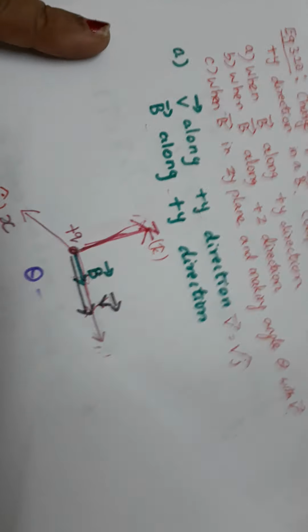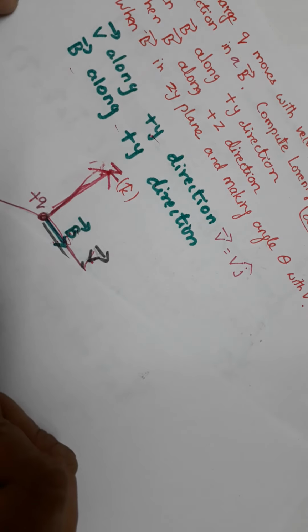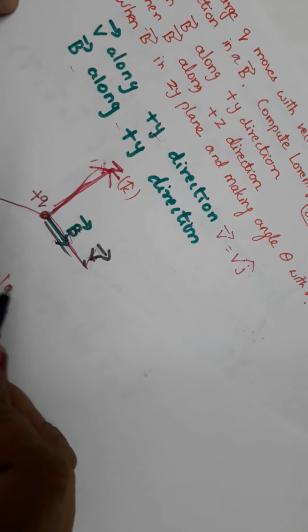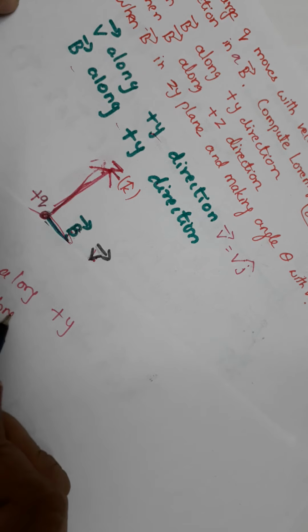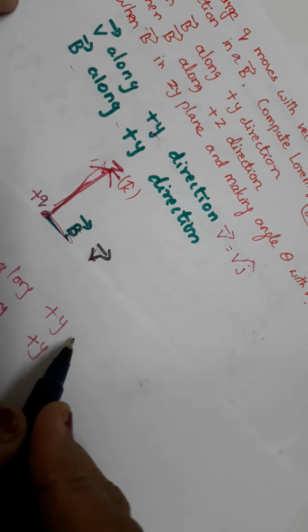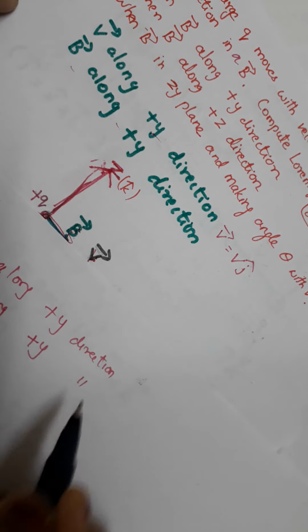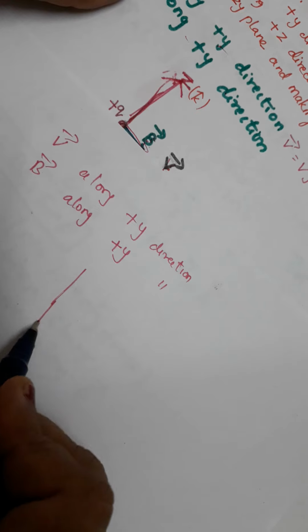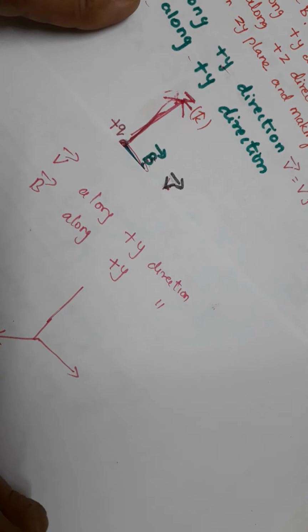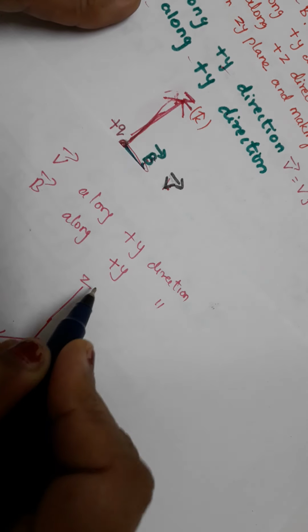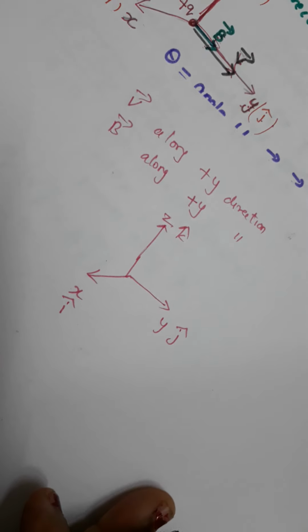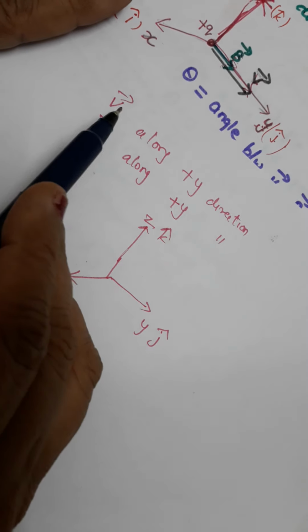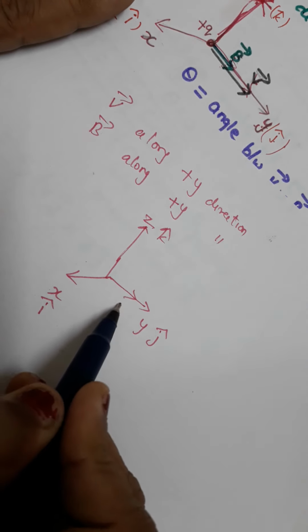Now we will see this first case. What is the first case? You can see V vector is acting along positive y direction, right? B vector is also acting along positive y direction, both. Now we will draw, you can see I am drawing x, y and z axis, i cap, j cap and k cap, right? You have been introduced to all this.